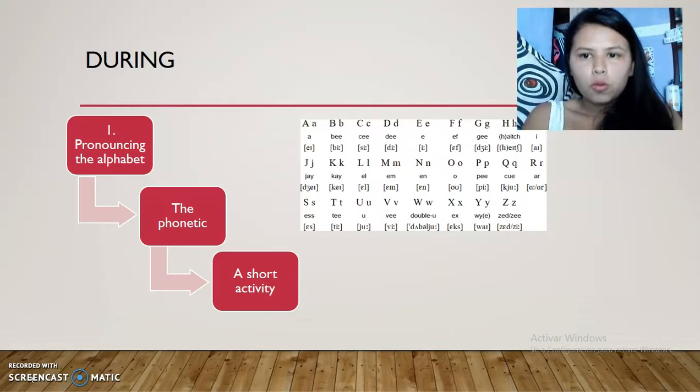During the class, well, I started by pronouncing the alphabet and I made my student repeat after me. Also, I continued with the phonetics, and having finished explaining the phonetics, I gave him a short activity concerning the previous topics.